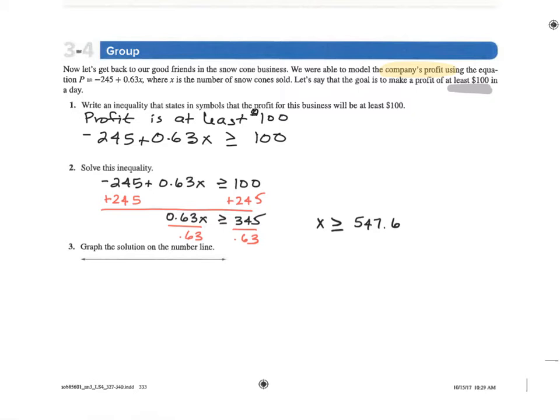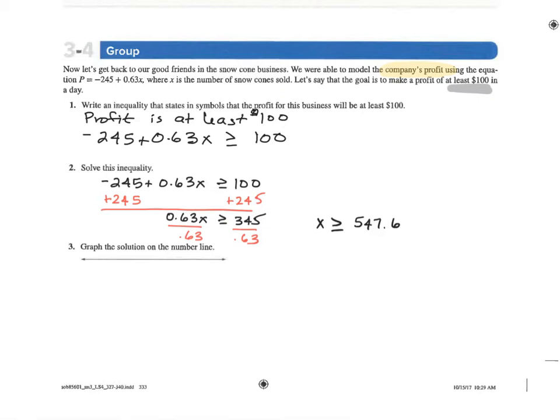Okay, so just to recap here, it looks like to move that negative 245 to the other side, I added the 245 to both sides, and I got 63 hundredths X is greater than or equal to 345, and then I divided both sides by the 63 hundredths. And I got X is greater than or equal to, and we'll go ahead and round here, 547 and 6/10. Okay, why aren't we rounding to a whole number now? Well, it's an inequality, so when we look for solutions that make sense to our problem, we're going to be choosing whole numbers anyway since we're talking about snow cones.